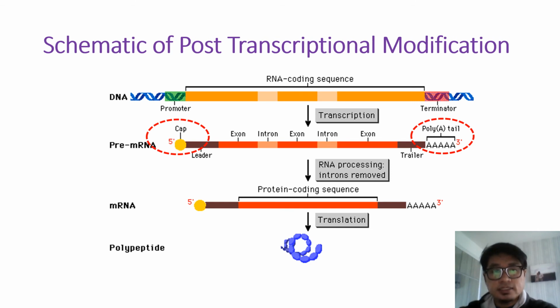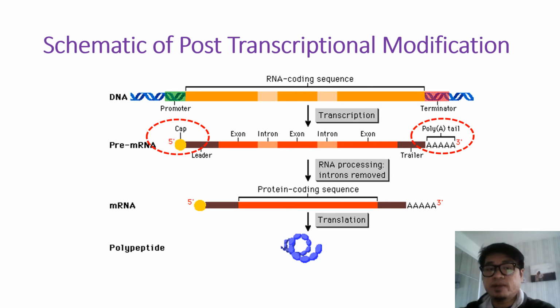Okay, so this is the schematic of the post-transcriptional modification that I explained before. The first image is a DNA. In the DNA, there's a promoter and a terminator, and in the middle it has an RNA coding sequence. Once transcription happens, it will produce the pre-mRNA. Like I said before, the PTM, or post-transcriptional modification, happens here.